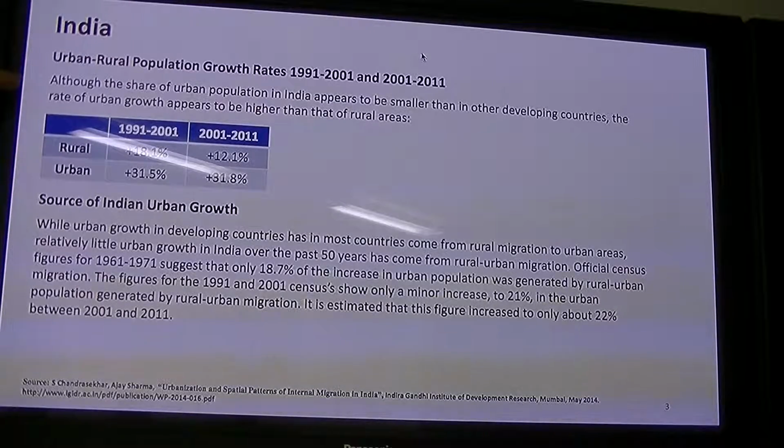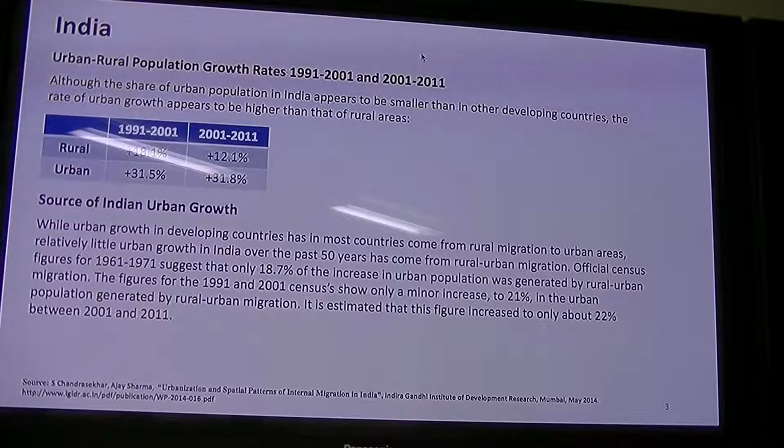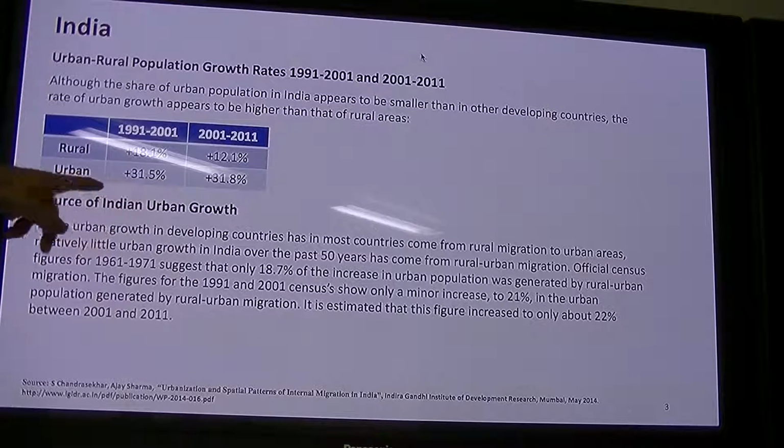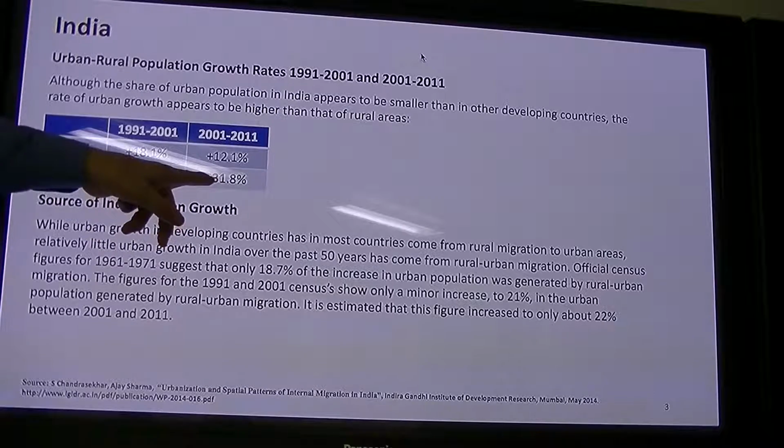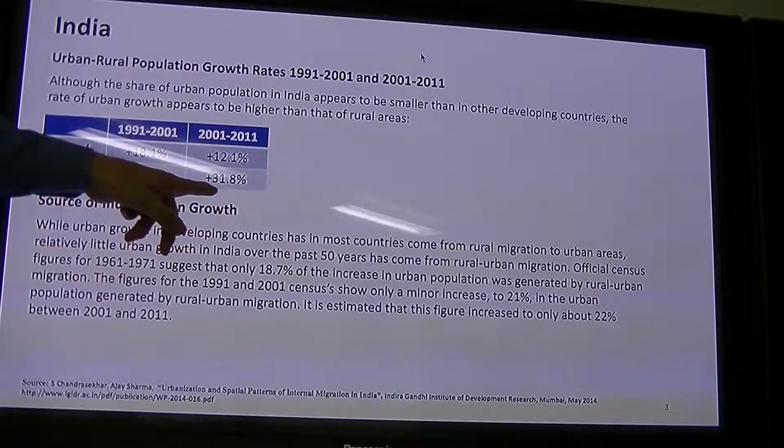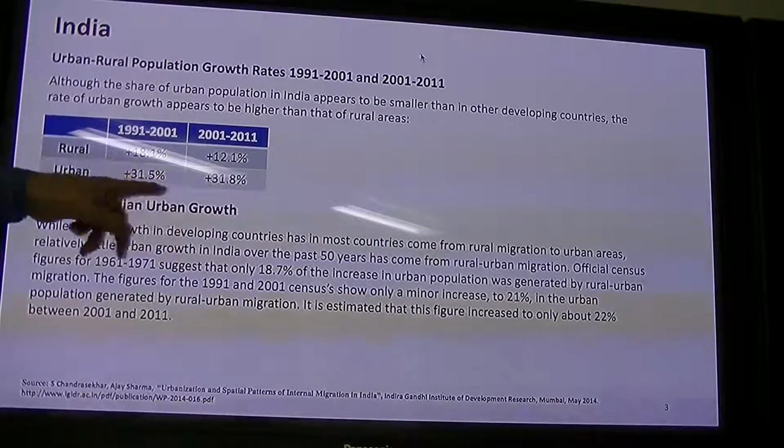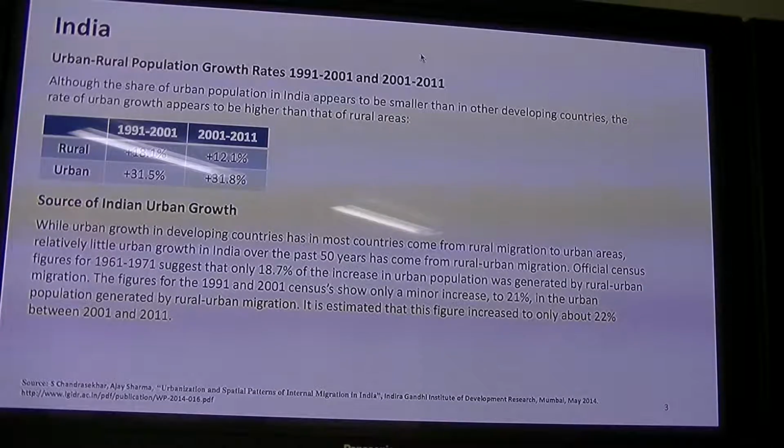And although, one of the interesting things is you do appear to be seeing that the population of urban areas is growing more rapidly. The population of urban areas grew at about 3% per year, a little bit less than 3% per year. The rural population was growing at a much slower rate.